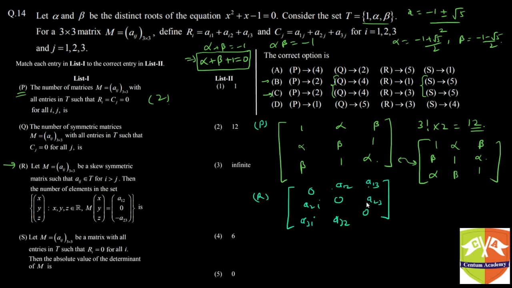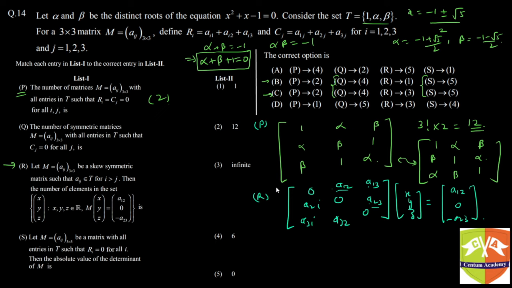So what we have is A12, 0 and minus A23. So if I multiply this whole matrix with x, y, z, what do I get? I get 0 plus A12 times y plus A13 times z. And this is supposed to be A12. Similarly, if I write the second equation, it will be something, and the third equation, it will be something. Now we have to find the number of elements in this set.